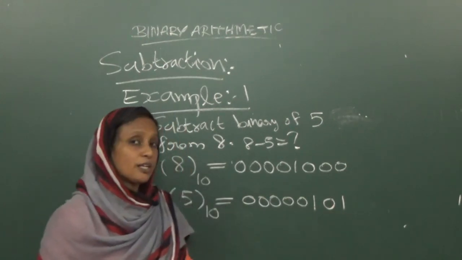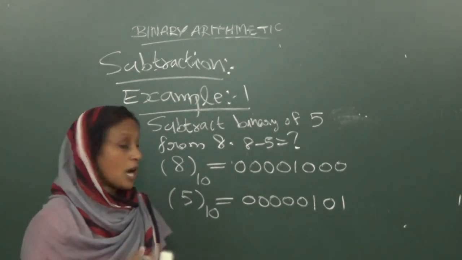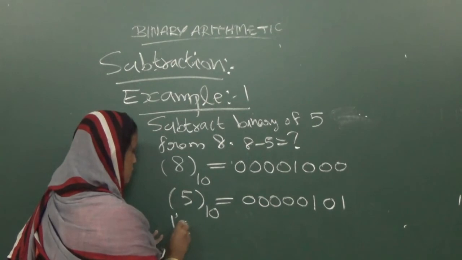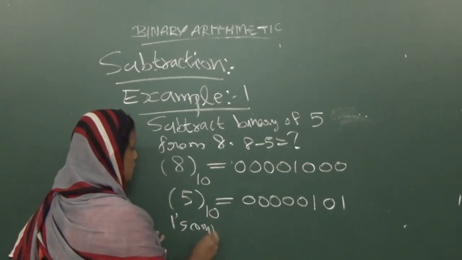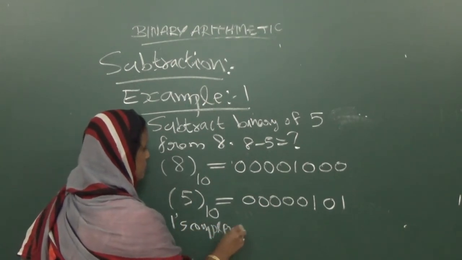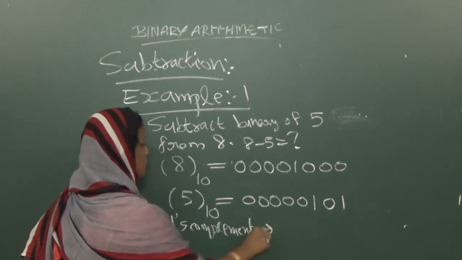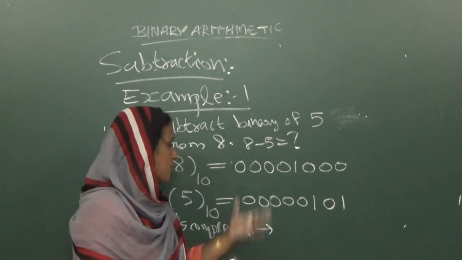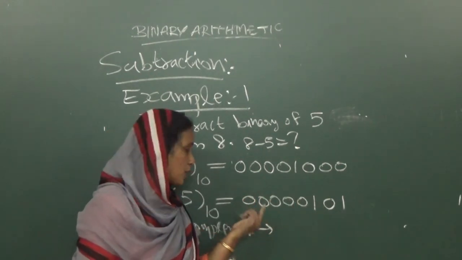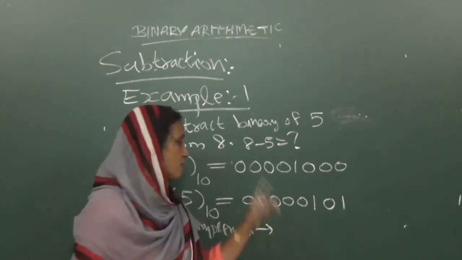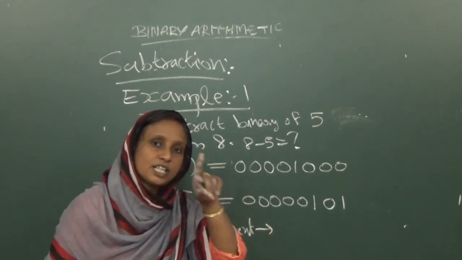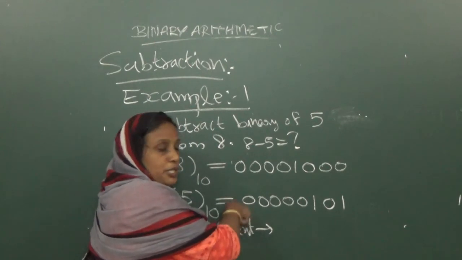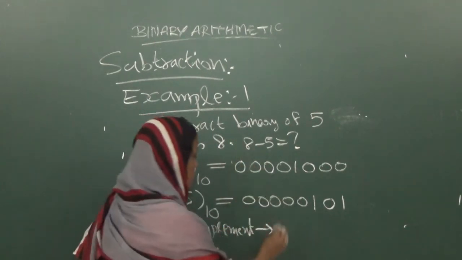Now we have to find out its 2's complement. How to write 1's complement? First we want to write 1's complement. 1's complement of this number, just invert these digits. If there is 0, you have to write it 1. If there is 1, you have to write it as 0. Okay, so we can write here just inverting these, 0s to 1s and 1s to 0s.